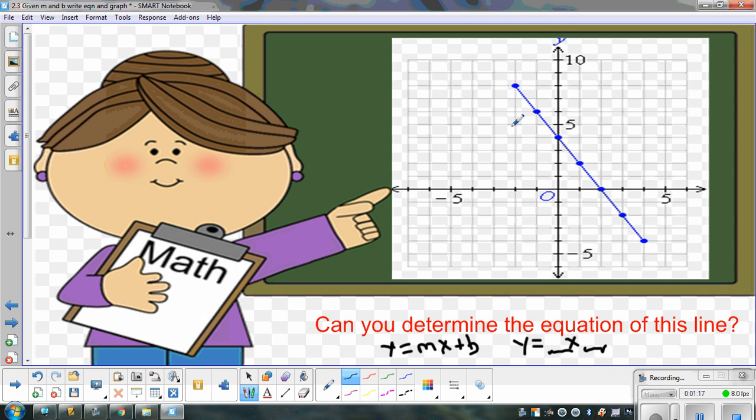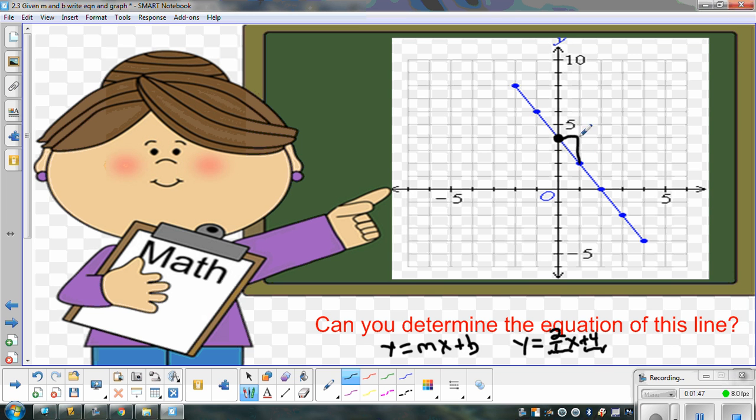The point where this blue line cuts through the y-axis is right here, and its number on the y-line is 1, 2, 3, 4, and it's a positive 4. All I need now is my slope, my rise over run. So let's look. From one point to the next, I rise 1, 2, and I run 1. So my slope is rise 2, run 1.